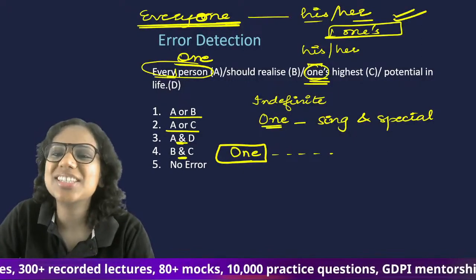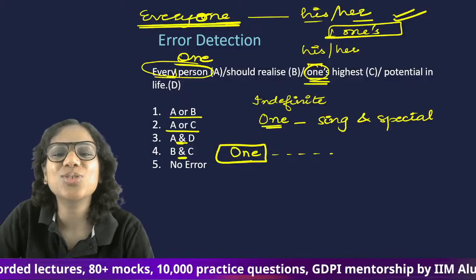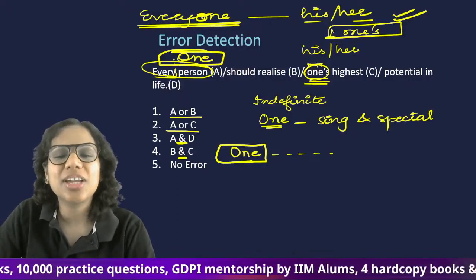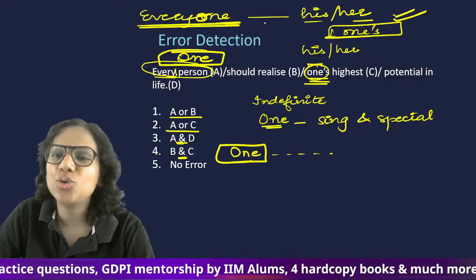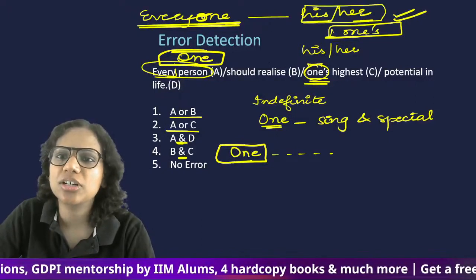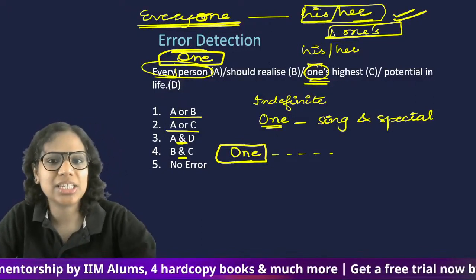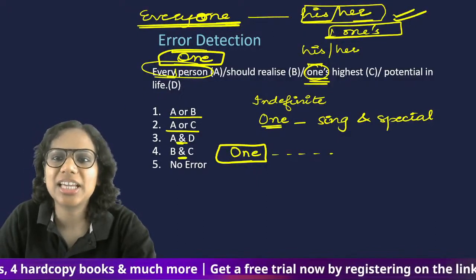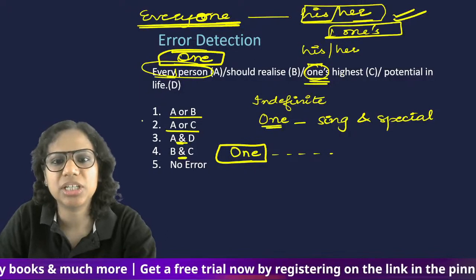You can use this word one only when you've used this word itself earlier, right? So if it is everyone, anyone, no one, they all take his or her. They will not take once. I hope this is clear to you. So therefore, our answer is that either A should be corrected or C should be corrected.